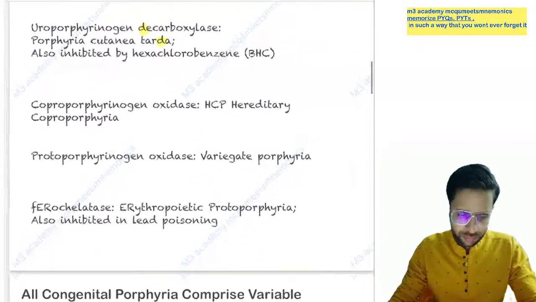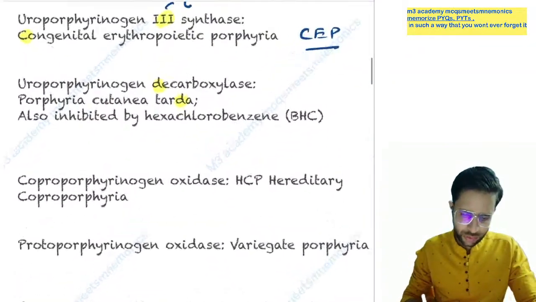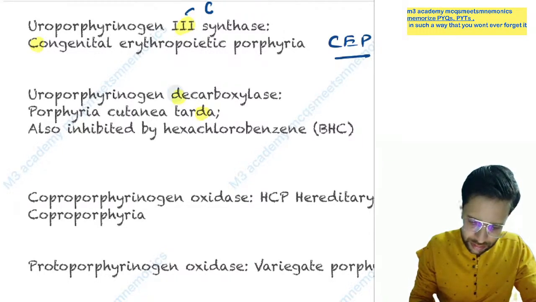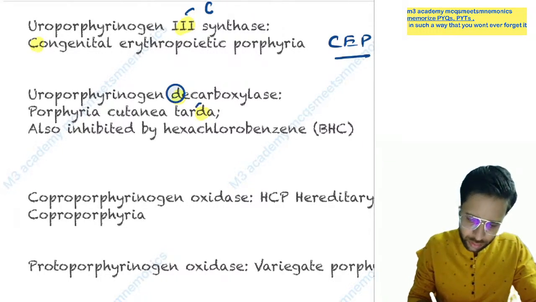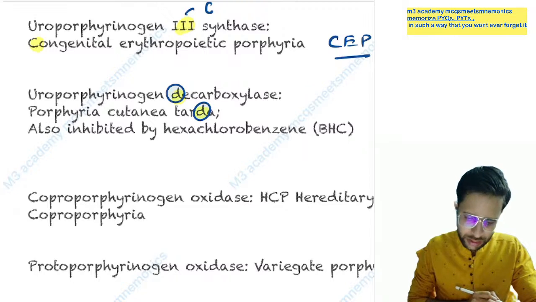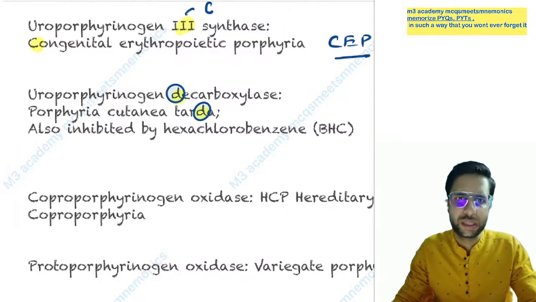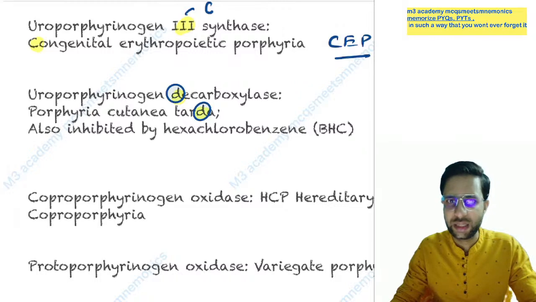Now, next is uroporphyrinogen decarboxylase. Decarboxylase has D in the spelling, and porphyria cutanea tarda also ends with D. So you have to match D with D. Uroporphyrinogen decarboxylase ends with a D, and porphyria cutanea tarda ends with a D.